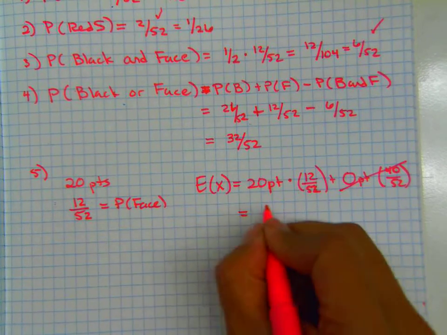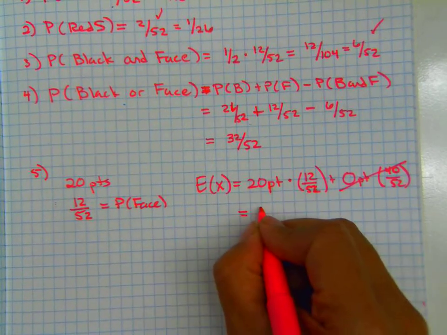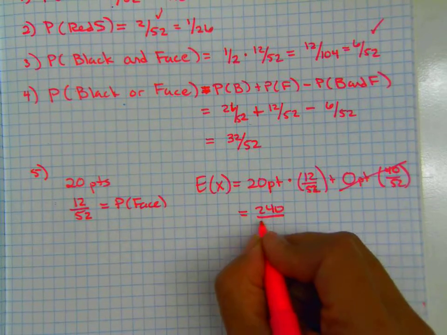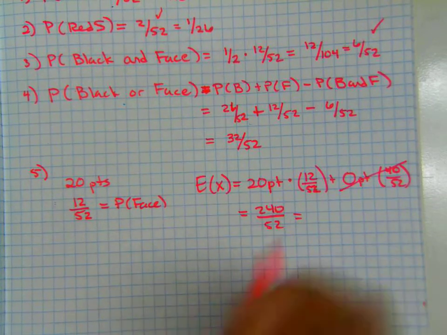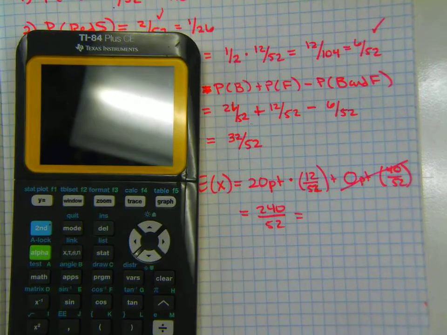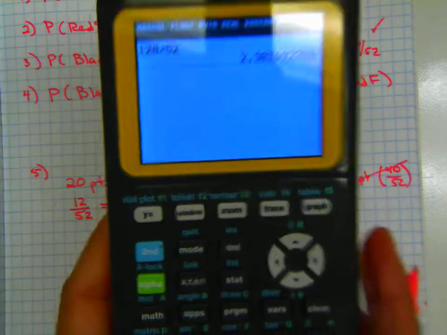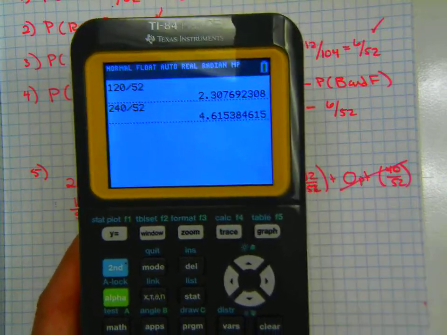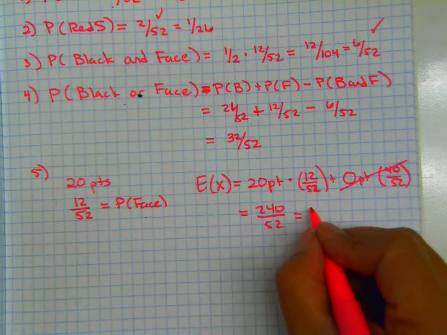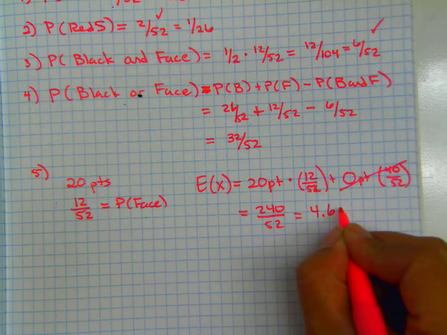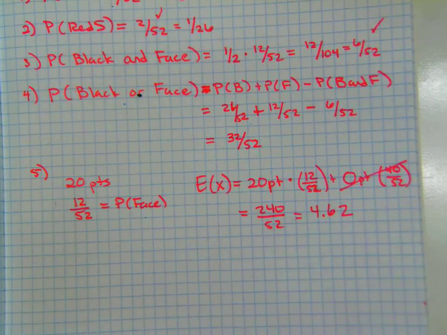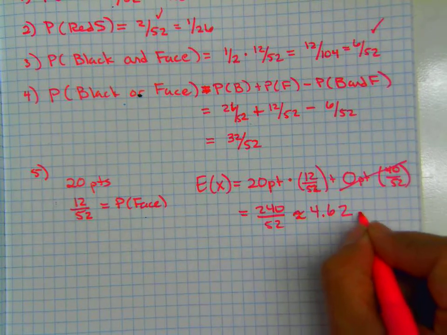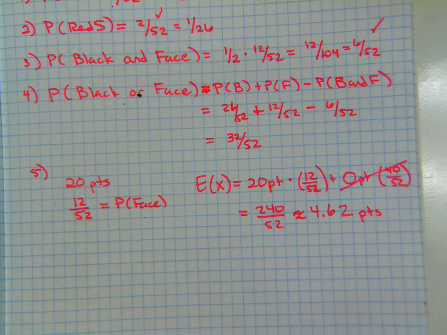So the expected value is going to be 20 times 12 is 240 out of 52. I'm going to need a calculator to figure that out. So 240 divided by 52 is about 4.62. We'll round it and make that approximately. So cool, I'll get about 4.62 points.